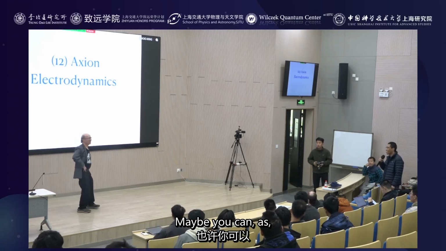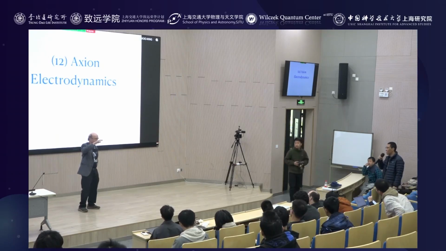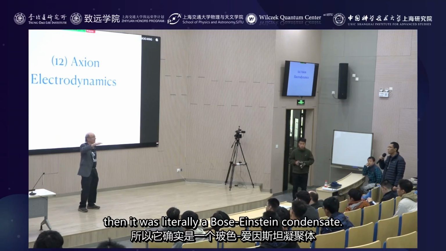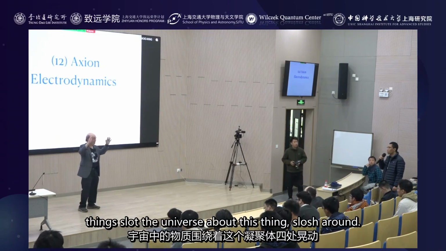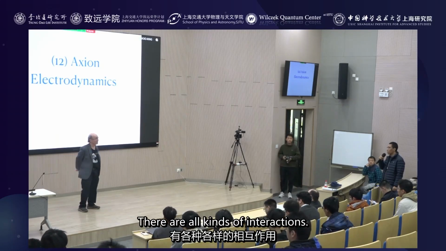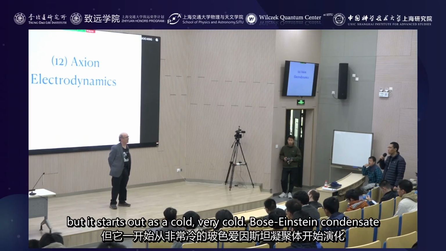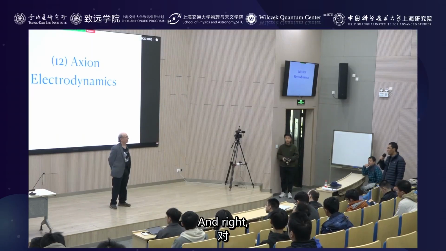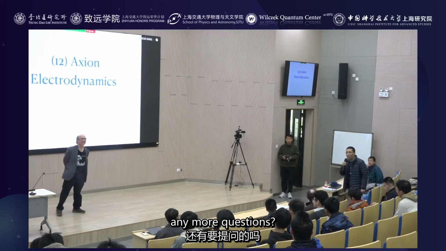At least in the early universe, when the field is coherent, because the universe was pretty smooth, it was literally a Bose-Einstein condensate. It's a scalar, a classical field. Later on, the universe developed as things slosh around. There are all kinds of interactions, and it's not clear how much of that coherence is maintained. There's some controversy about it, but it starts out as a very cold Bose-Einstein condensate. I see, because it's very uniform. For condensed matter physics, we like to see the Bose-Einstein condensate. Okay. Any more questions?